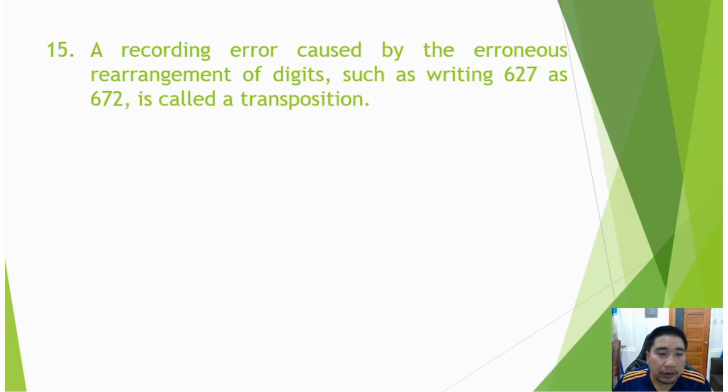Number 15, a recording error caused by the erroneous rearrangement of digits, such as writing 627 as 672, is called transposition. This is another type of error in addition to what we just learned earlier, which is the slide. This time, a digit in a given number was placed in a different position, and thereby creating a whole new different number, different from the original figure that we intended to record. The statement is true. This is indeed called transposition.